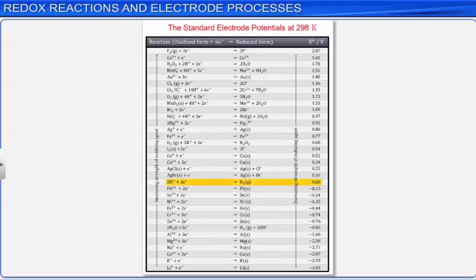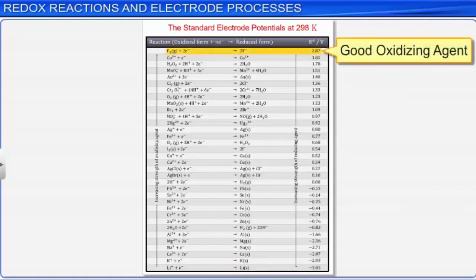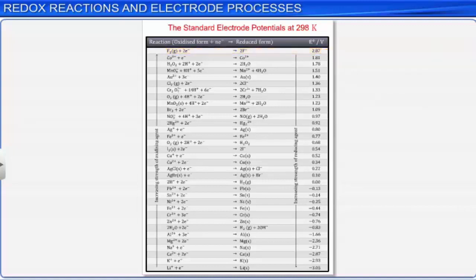A metal with a higher standard reduction potential can be easily reduced, and hence is a better oxidizing agent. For example, fluorine has a standard electrode potential of +2.87 volts, while lithium has a standard potential of -3.05 volts. Thus, fluorine reduces easily and is the strongest oxidizing agent. On the other hand, lithium undergoes oxidation and is the strongest reducing agent.